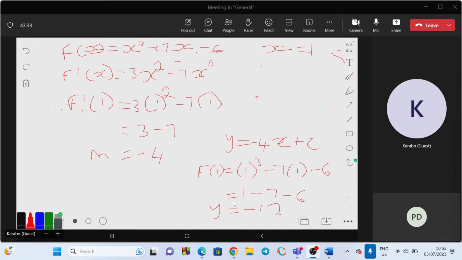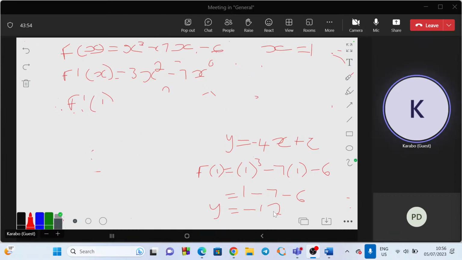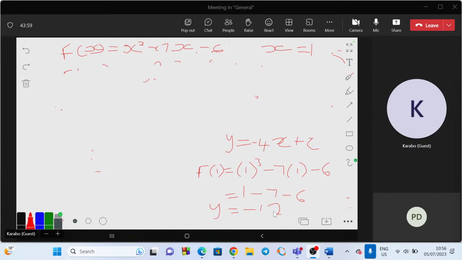Then your y equals 1 minus 7 minus 6, which is fine. And then minus 6, yes, y equals 12 is fine. You can continue. Okay.